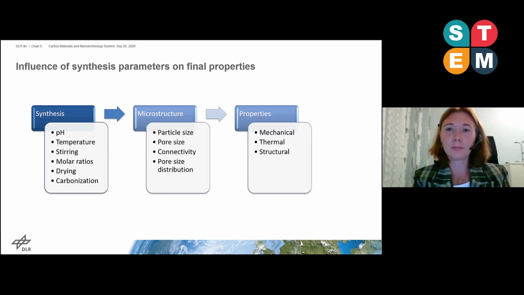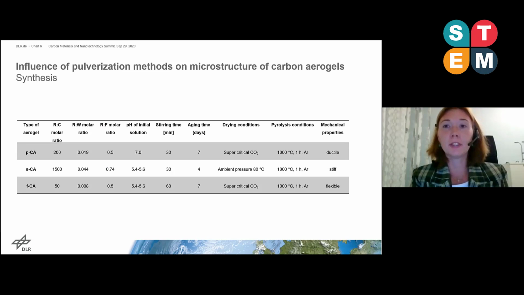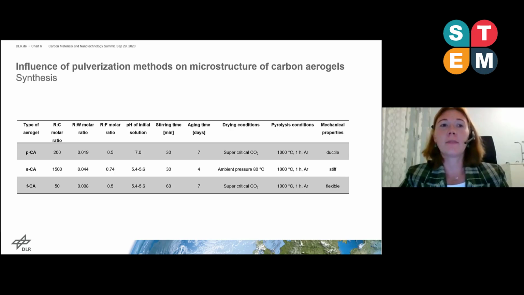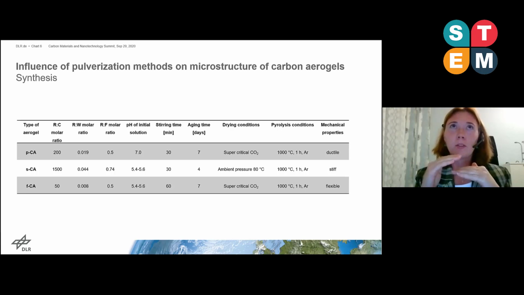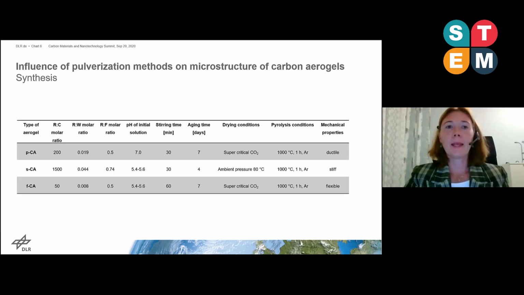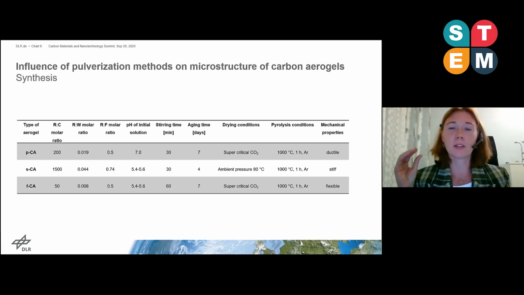For this study, we prepared three different carbon aerogels. The PCI is a carbon aerogel which is ductile. Ductile means you can compress the sample and change its size, so you can see plastic deformation in the sample before it breaks. The SCA is a stiff carbon aerogel, and the FCA is a flexible carbon aerogel, which means it is a soft material which you can deform like a rubber.